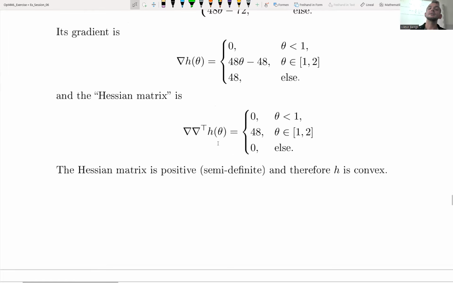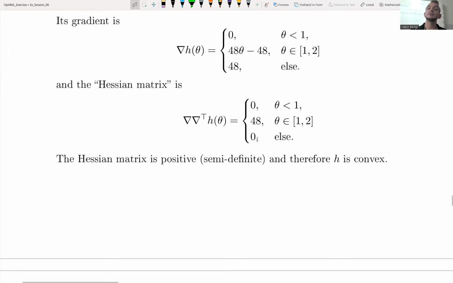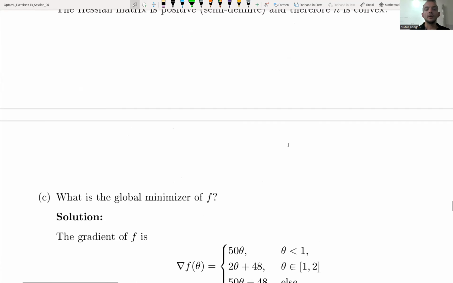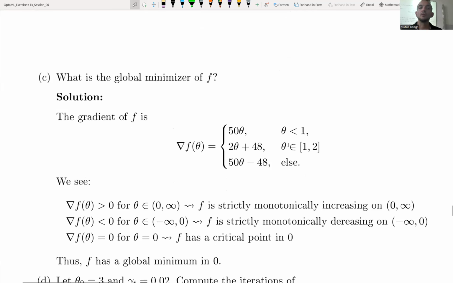You get, as the Hessian matrix, this decomposed function for the different cases. Again, it's every time non-negative or positive semi-definite. So the H is convex. H is convex, meaning F is beta smooth with this parameter. Okay, then what about the global minimizer of F?